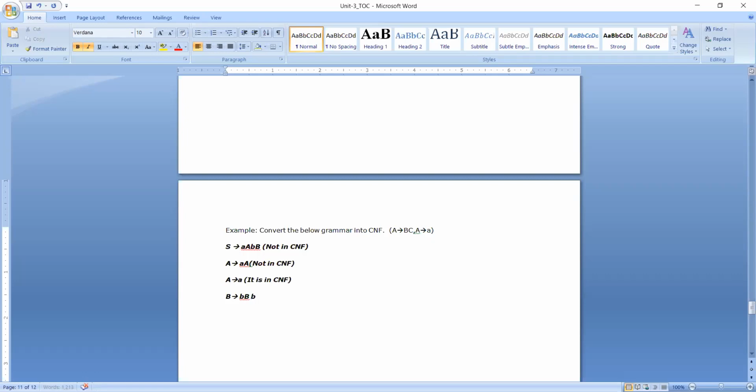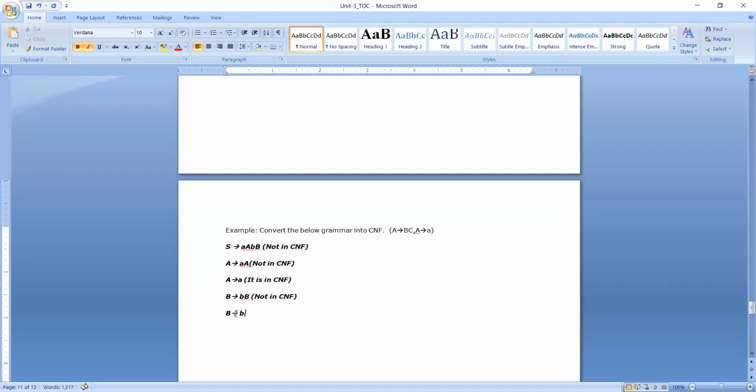Now let us go over here and check the B production. B derives to small b capital B. But what we want on the right hand side of any production is two variables or one terminal. Here we have a terminal followed by a variable. So we can say that it is also not in CNF.